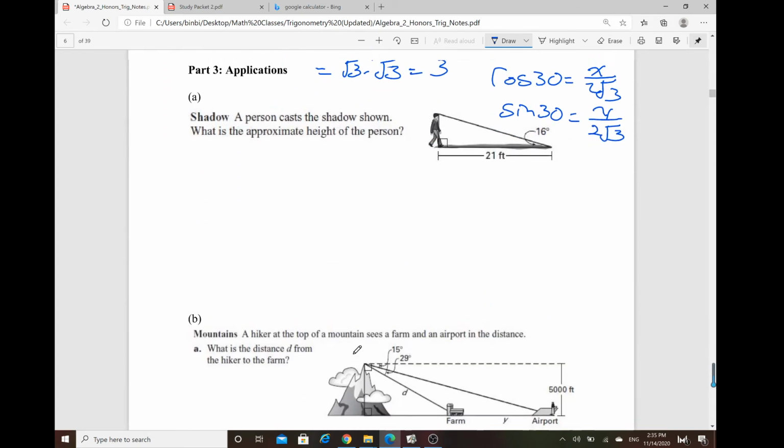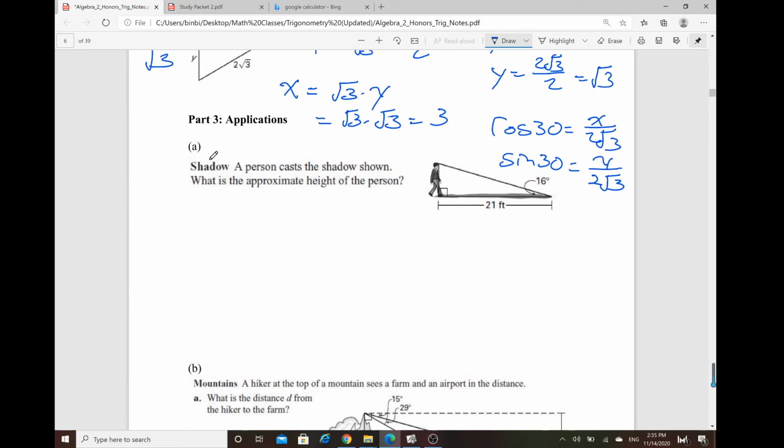So now, what about those applications? The shadow problem: a person casts the shadow shown. What's the approximate height of that person? We do know that it created the angle 16 degrees, and the length of the shadow is 21 feet. How tall is this person? This one, the base angle, is adjacent, and we need to find the opposite, so that means we're using tangent. Let's say opposite is y. So tangent of 16 degrees is y over 21, and then cross multiply, so y equals 21 times tangent of 16.